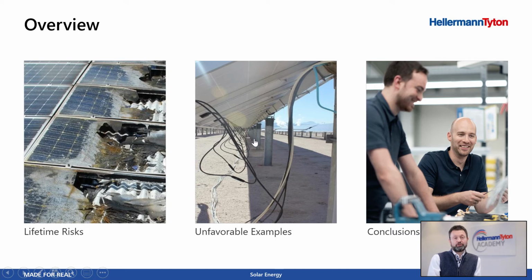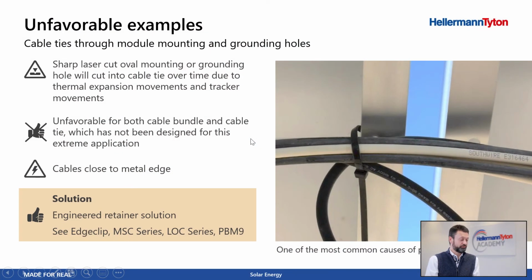Having talked about the risk, let's have a closer look at specific pictures taken from the field. One of my favorites is this kind of cable tie used through the mounting hole of a solar module frame. This is pretty commonly used, so you see that a lot in the field. It's very cheap, of course, but there are some points I would like to point out.